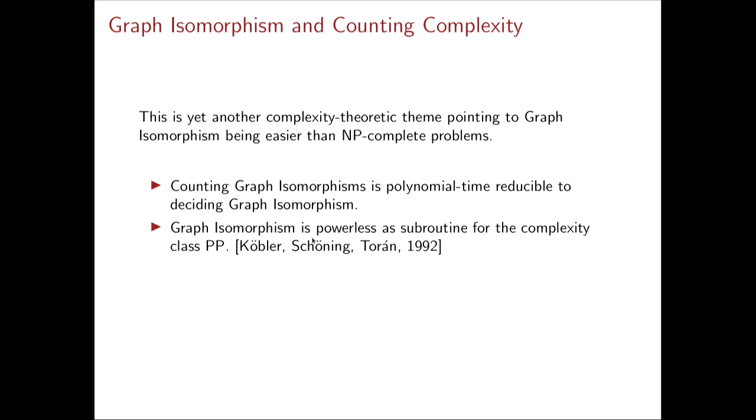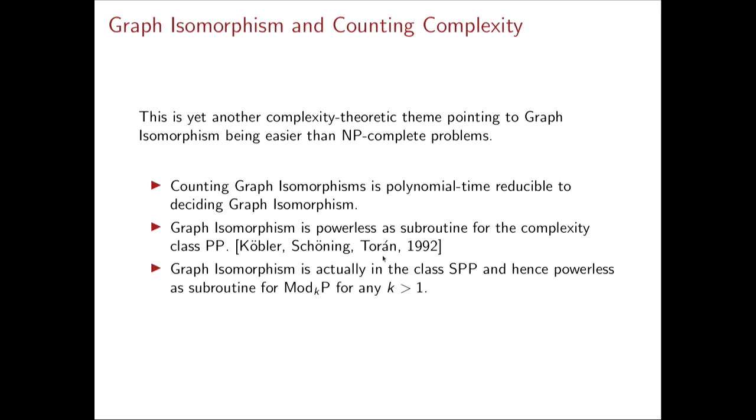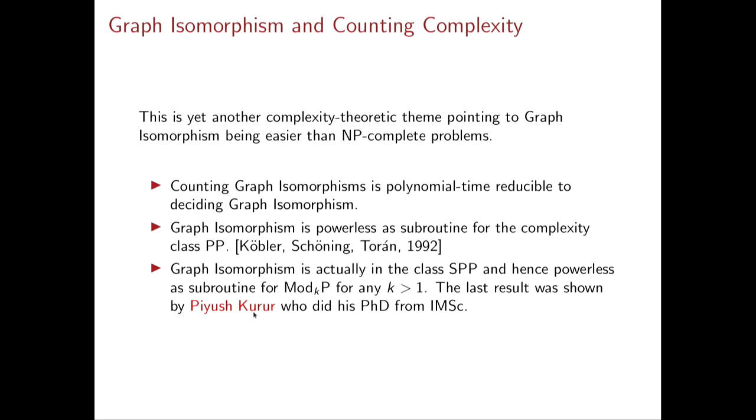So for example, you can prove that graph isomorphism is powerless as a subroutine for the complexity class PP, and this was a result that was shown by Köbler, Schöning and Torán. Johannes Köbler is sitting right here in the audience. And there is a strengthening of that result, where you can show that it's even powerless as an oracle for modular counting classes. It's in the class called SPP, stoic PP. No time to describe it. The nice thing is that this last result is in the PhD thesis of Piyush Kurur from IMSC.